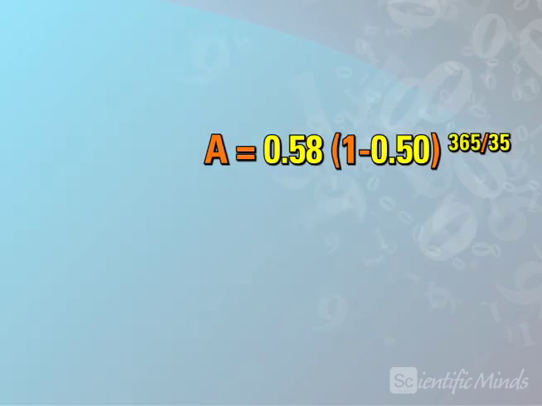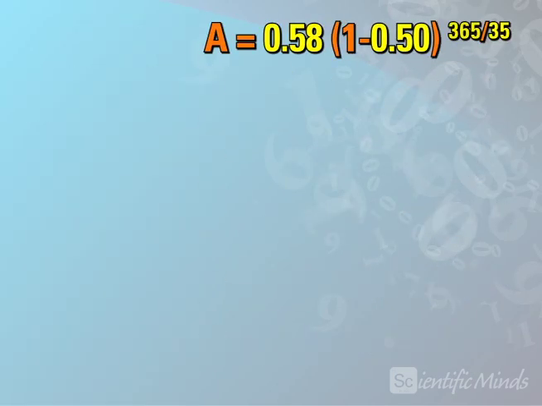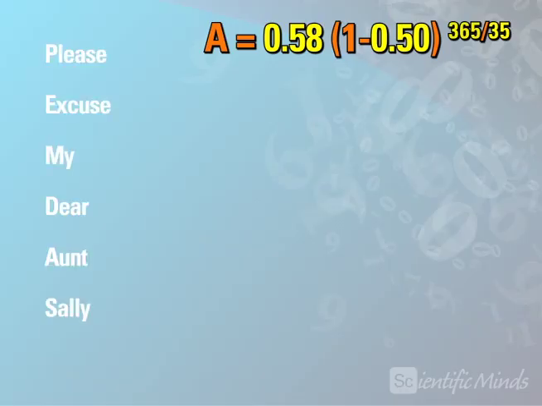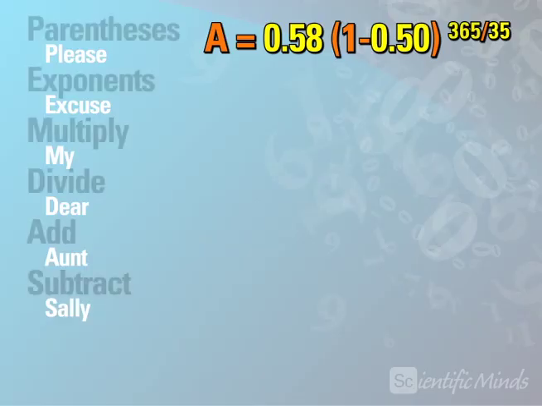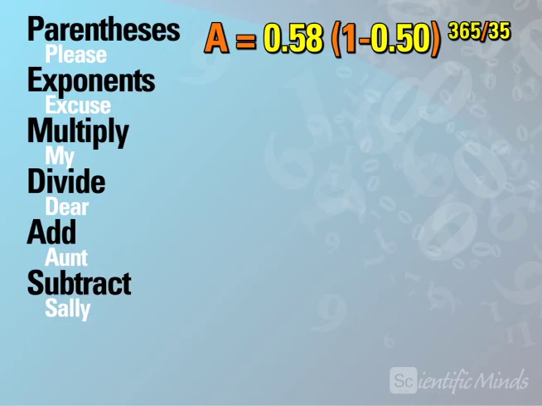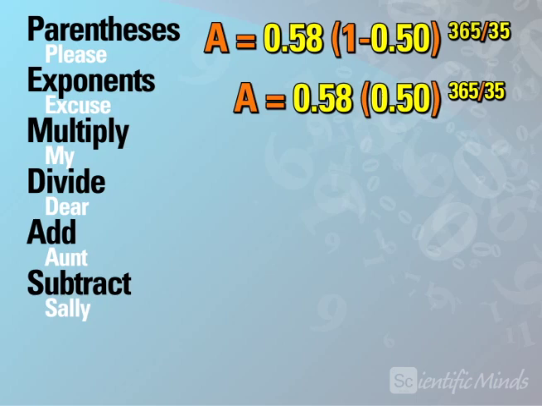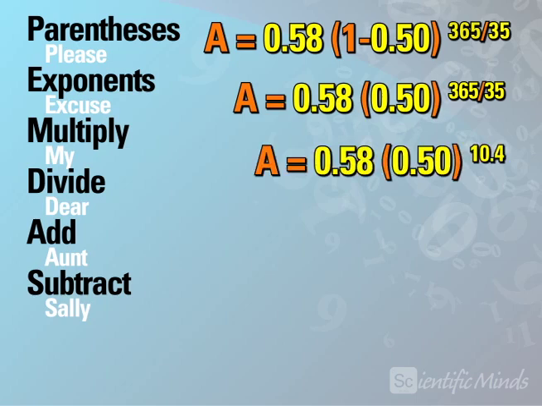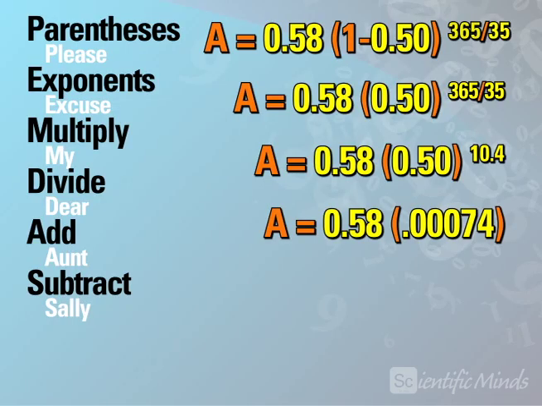Now we use our order of operations to calculate the value of A. Remember, please excuse my dear Aunt Sally? This helps us to remember to start with anything inside parentheses. Next, we find the value of the exponent, and then calculate it. Now, we multiply to solve the equation.